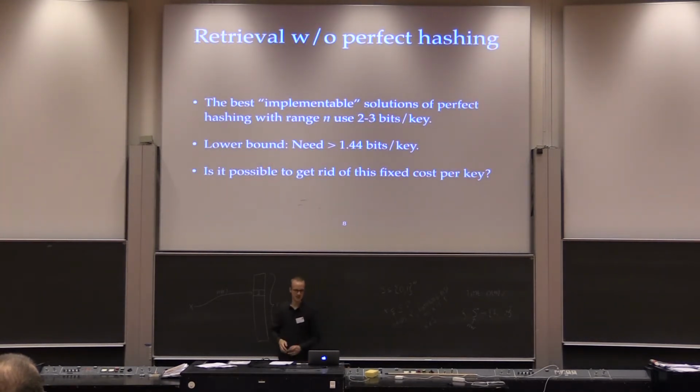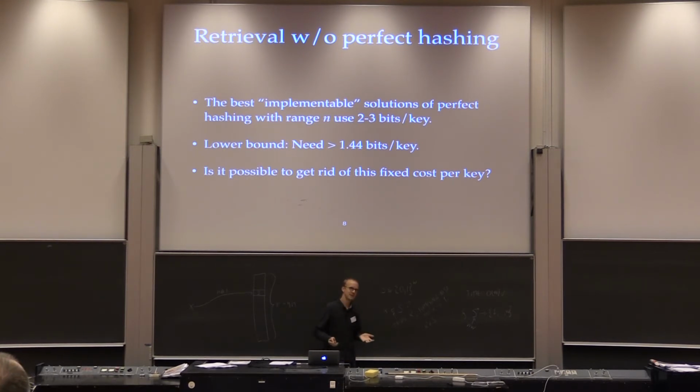So there's a lot of implementations of perfect hashing. So it's almost like a competitive sport. So people have been making better and better solutions. And the best ones use something like 2 to 3 bits per key. At least the implementable ones. So there are some theoretical ones that use less than 2, but I wouldn't want to implement them. But this is already pretty close to optimal. So it's possible to show that to store a perfect hash function, basically because they are so rare, they are exponentially rare in the number of elements, you need more than 1.44 bits per key. So there's no way we can hope to get below that.